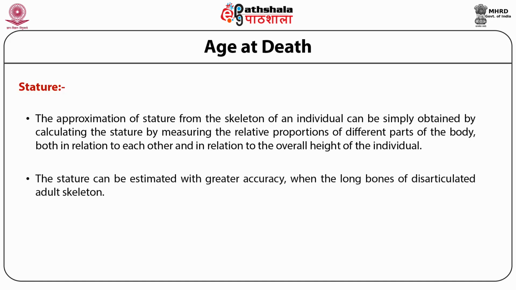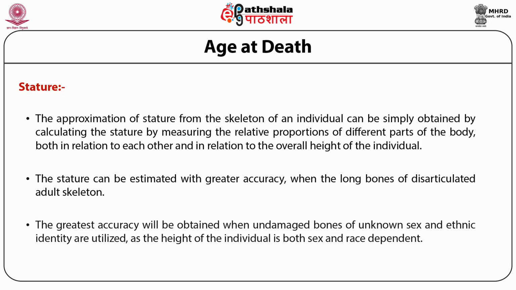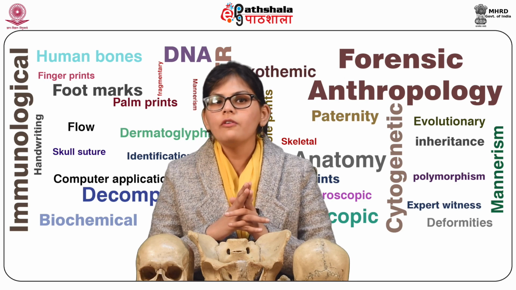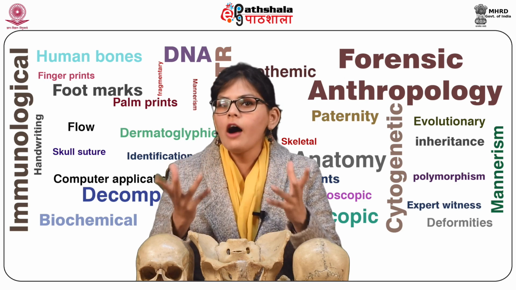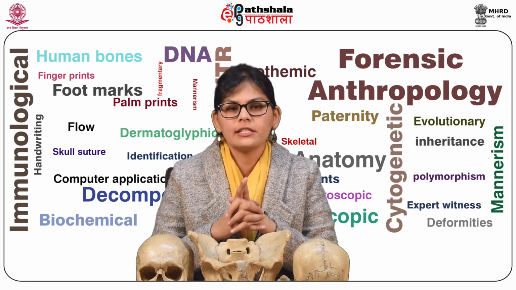The stature can be estimated with greater accuracy when the long bones of a disarticulated adult skeleton are available. The greatest accuracy will be obtained when undamaged bones of known sex and ethnic identity are utilized, as the height of the individual is both sex and race dependent. Now, I will tell you how ethnic identity is ascertained.